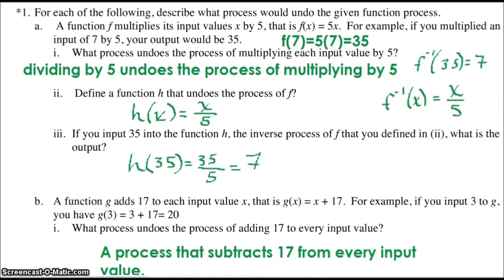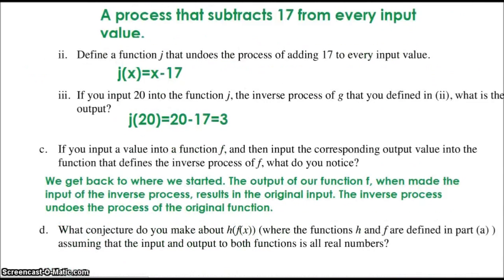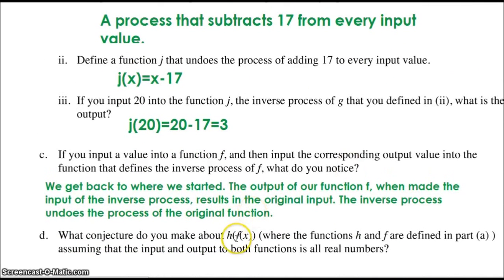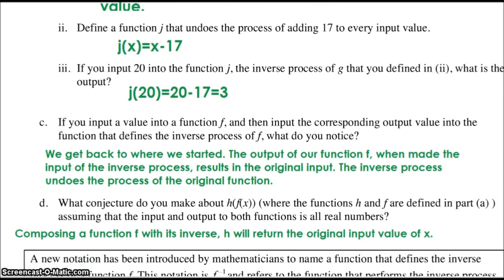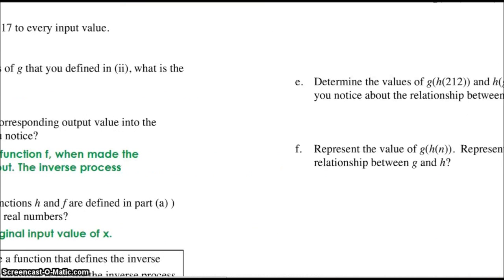Okay, there's f of x and h of x. So what happens if we input something into f, and then we take that and input it for h? Well, we're just going to get back to x, because these functions are undoing each other. So composing a function f with its inverse h will return the original input value of x. Let's look more precisely about what we mean by that.